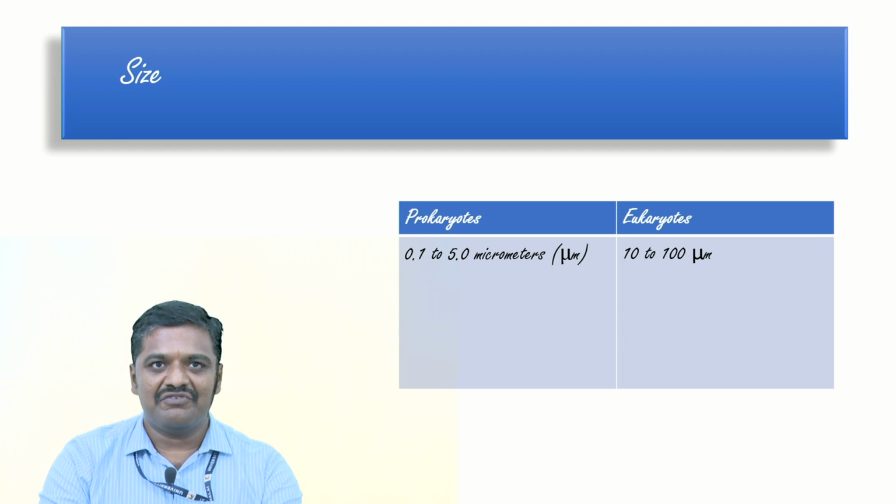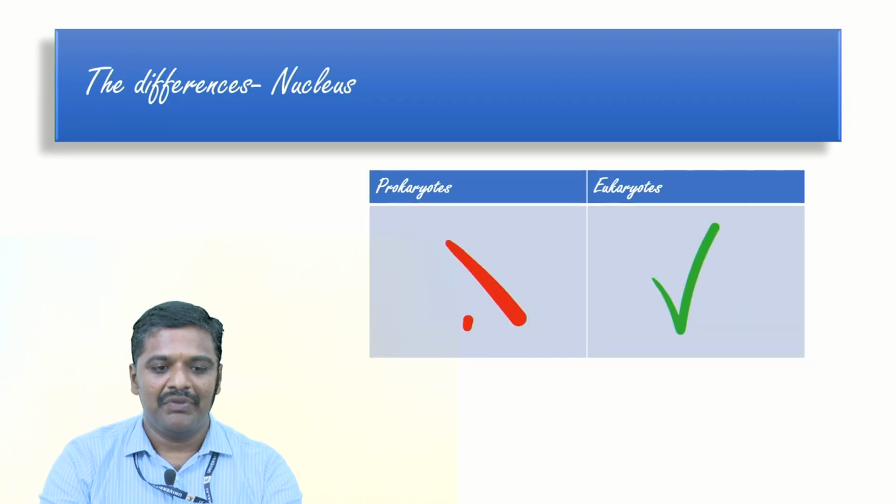When we talk about the differences in size, prokaryotes are usually very small. Their size will vary from 0.1 micrometer to 5 micrometer in diameter, and eukaryotes are usually larger. They can range from 10 to 100 micrometer in diameter because they are very complex in nature. And let us see about the differences. First one is the true nucleus, a membrane bound nucleus which is surrounded by a nuclear membrane. The true nucleus is absent in prokaryotes and it is present in eukaryotes.